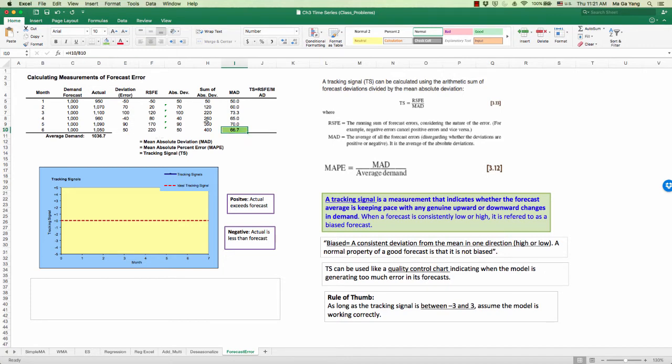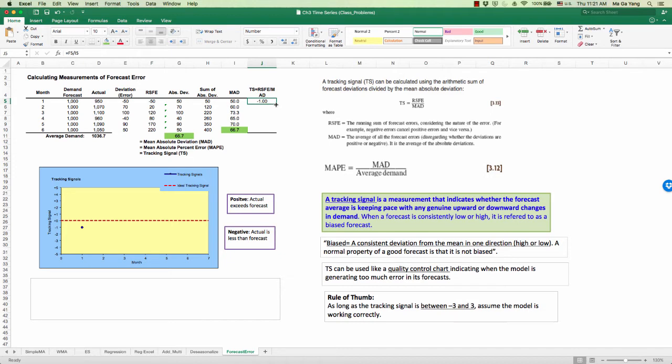So this is your accumulated mean absolute deviation. If you want to use a simpler way, then you can use the absolute deviation column and simply find the average value of all the absolute deviations. That should be exactly the same as your accumulated mean absolute deviation. Okay, anyway. The tracking signal is the running sum of forecast error divided by the mean absolute deviation for each month.